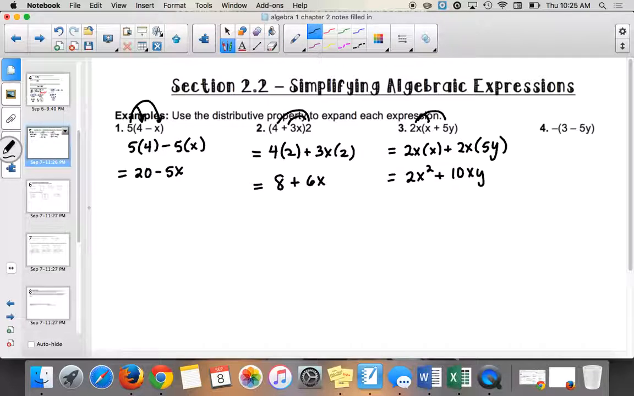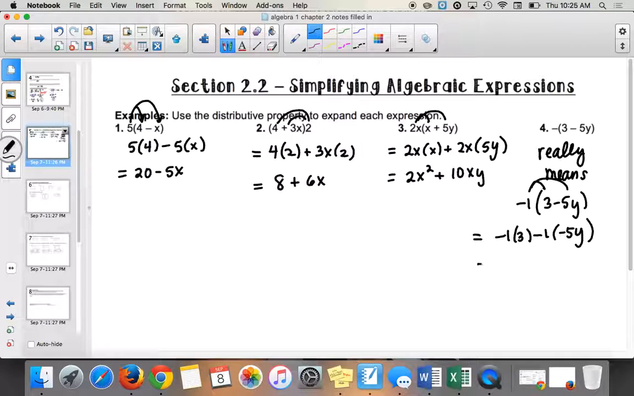All right, and then this last one, I have a negative on the outside. So what this really is is like a negative 1 on the outside. You don't always have to rewrite it with a negative 1 on the outside, but I'll often say things like distribute the negative, and what that means is bring the negative 1 into each thing. So when you distribute the negative 1 into both things, you get negative 1 times 3, negative 1 times negative 5y. So your final answer will be negative 3 plus 5y. See how the signs inside the parentheses, it was positive 3 minus 5y before, now it's negative 3 plus 5y. So we changed all the signs.